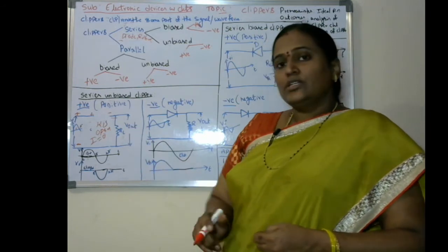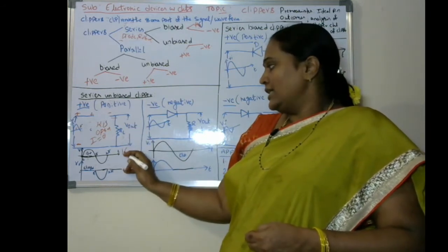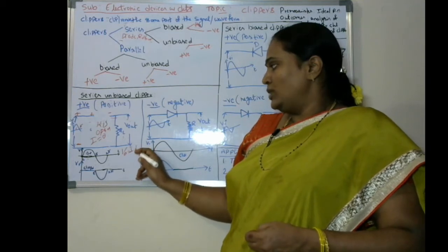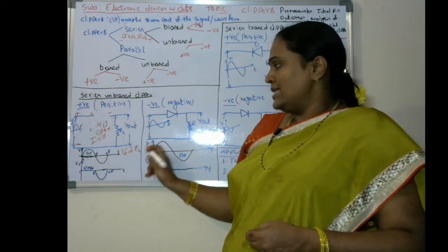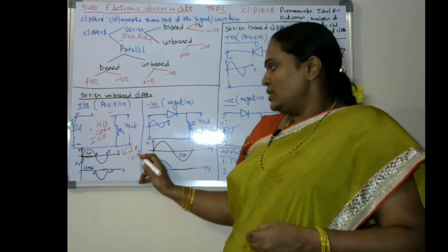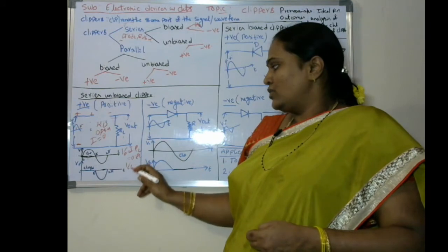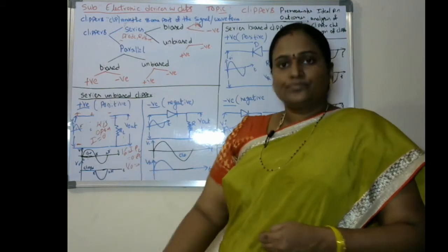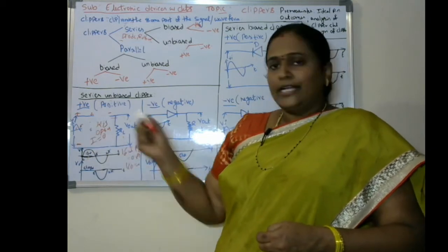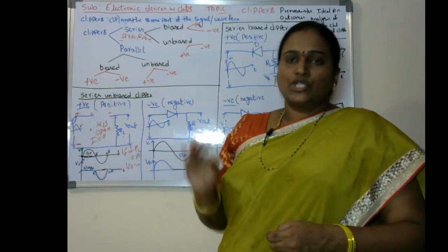How are we going to measure the output? V0 equals I into RL, where I am using RL as the load resistance. Current is equal to 0, so 0 into RL. So output voltage V0 equals 0. So throughout the positive cycle, the diode is in the reverse bias condition only.